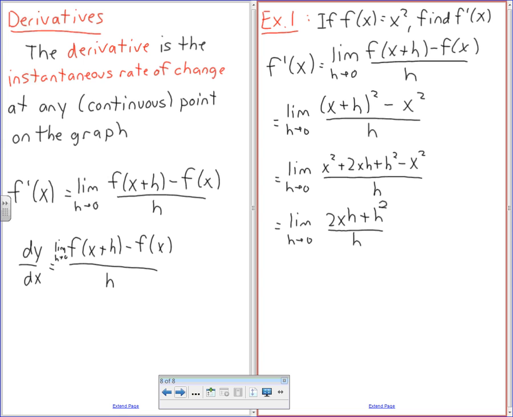So what you said is the x's cancel, which is beautiful. So that equals the limit as h approaches 0 of 2x plus h. So the h goes to 0, so that just equals 2x. All right. That's cool.